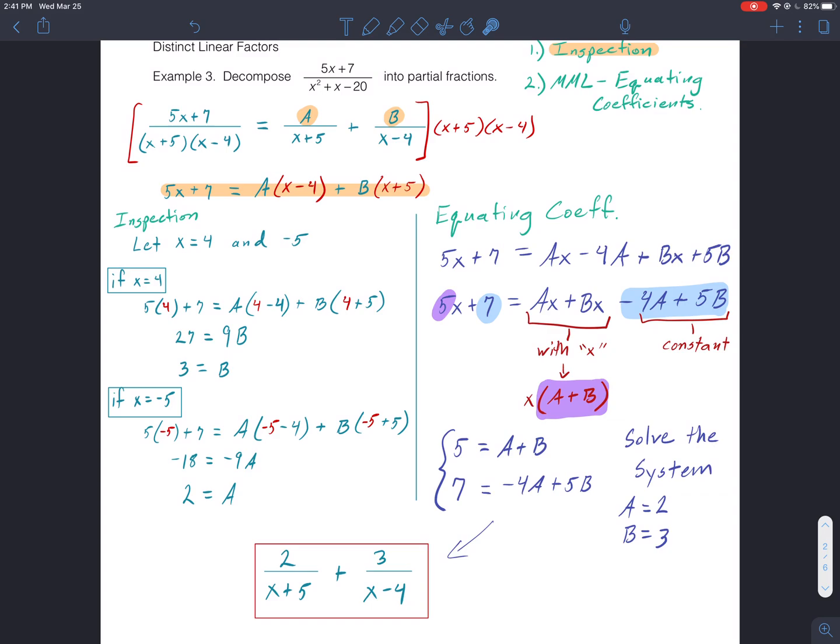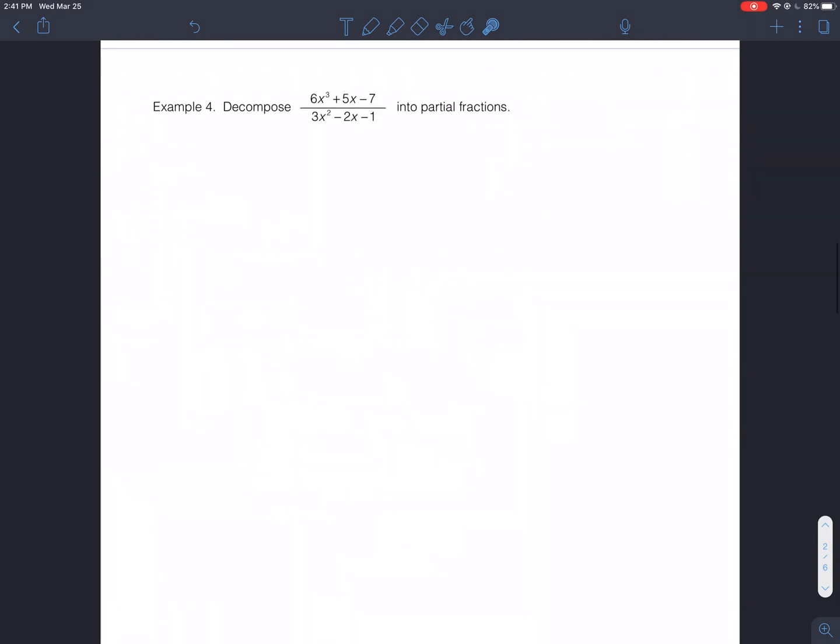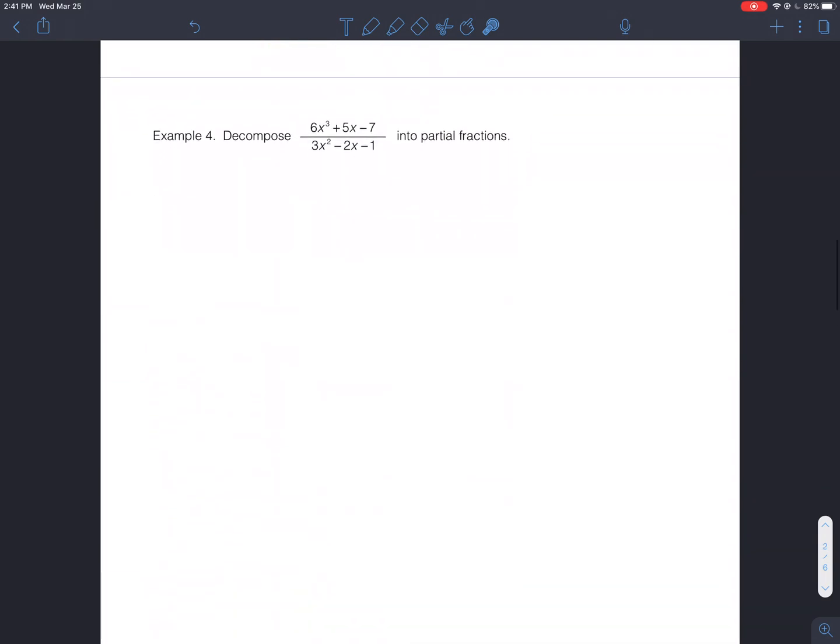If you don't like my inspection method over here, you don't have to use it. You can use the equating coefficient style. But I'm going to say that most people use this. They don't show as much work as I did on this inspection method. It's definitely easier to do. I highly recommend it. All right, let's move on. Number 4, we've only got 2 more, but they can get a little meaty.